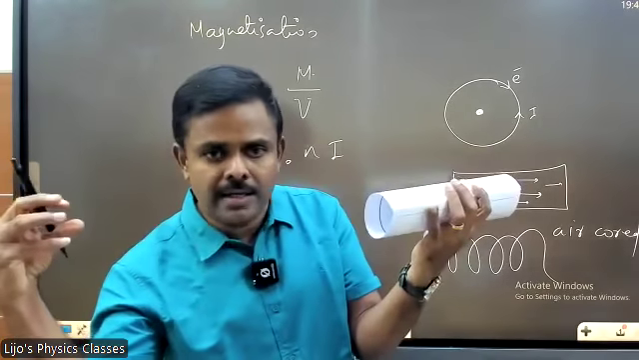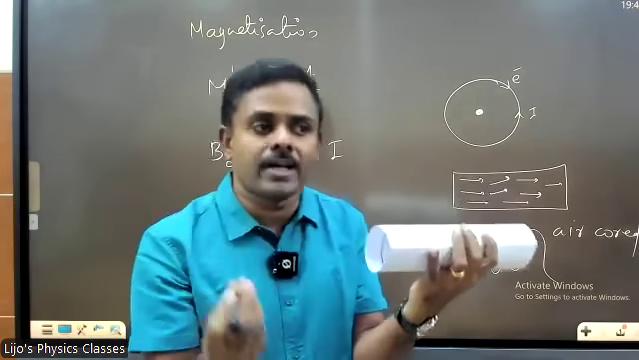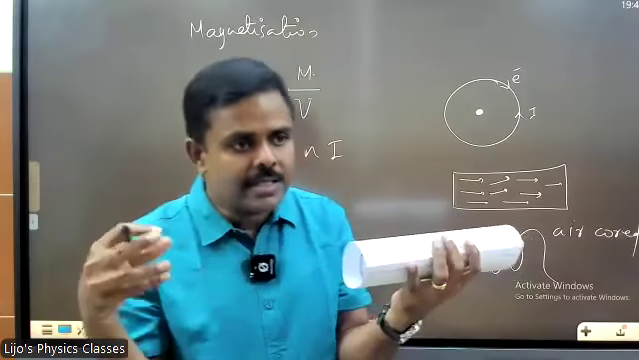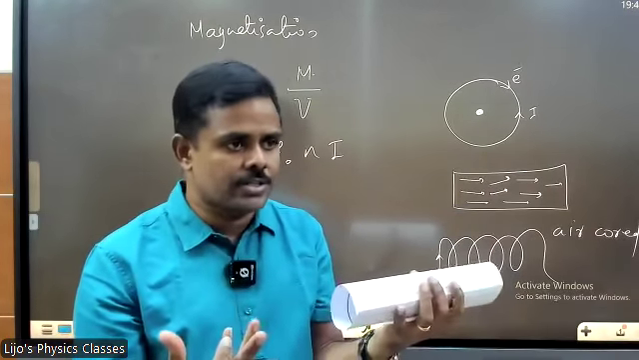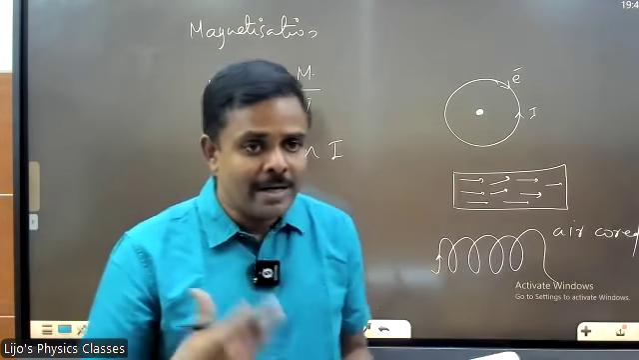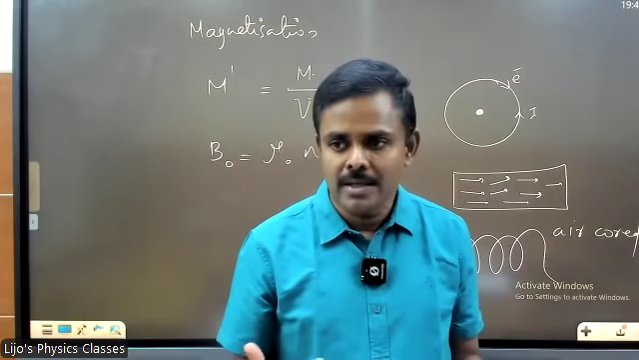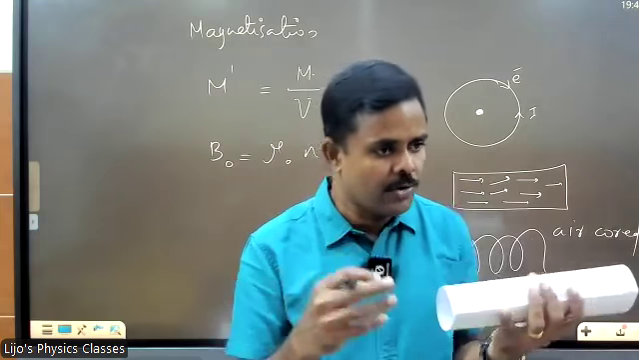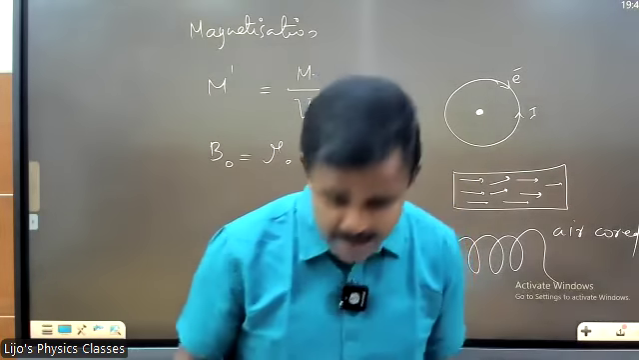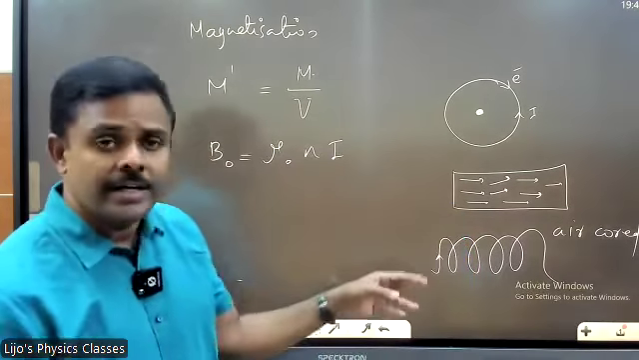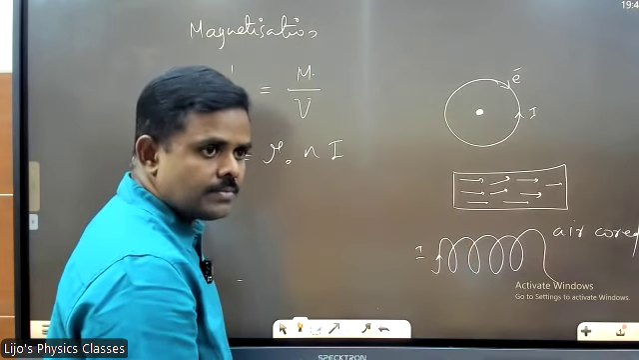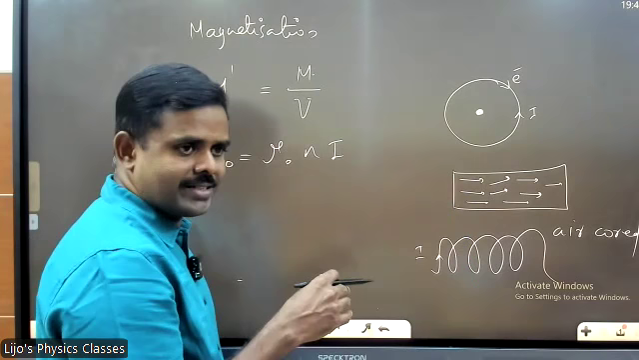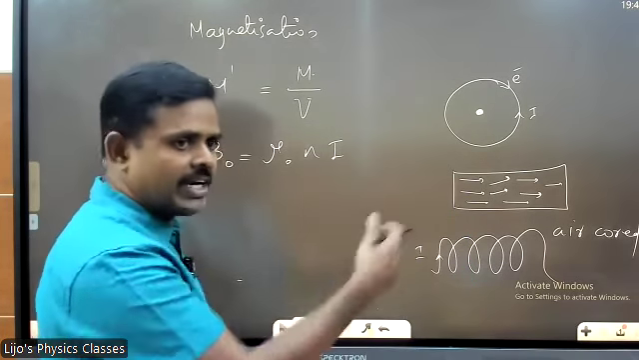If I insert an iron core, it becomes an iron-cored solenoid. I can insert a copper core, a copper-cored solenoid, an aluminium core, an aluminium-cored solenoid. Understood? So depending upon requirements and applications, we will insert different types of cores. Anyway, for an air-cored solenoid, if you let a current pass through it, it has to be a conductor. Then only will the magnetic effect be there.